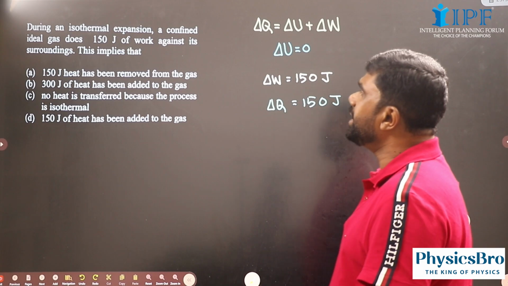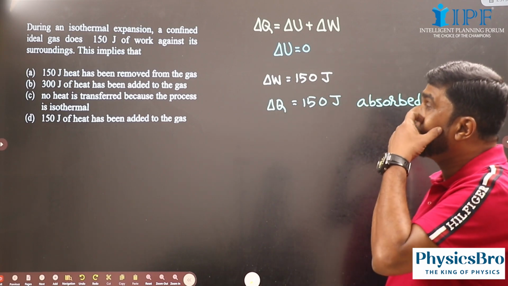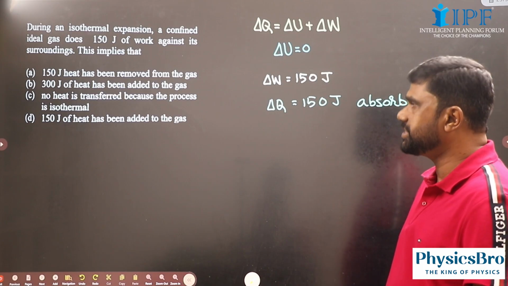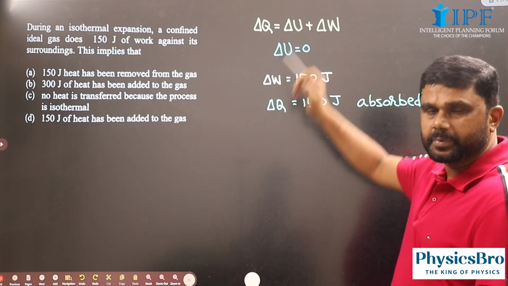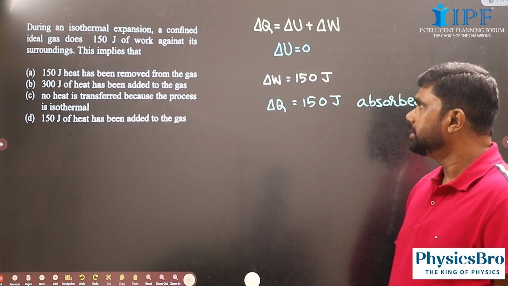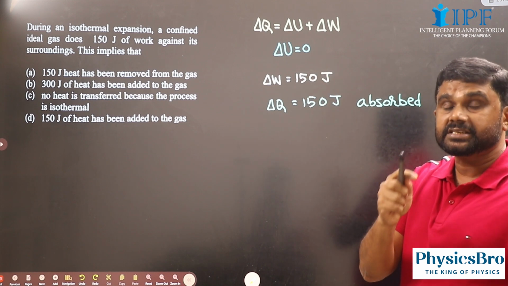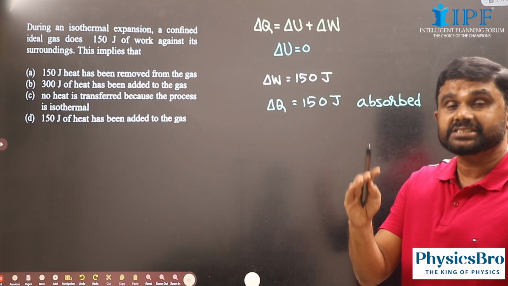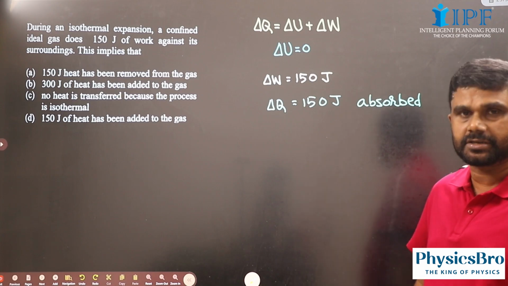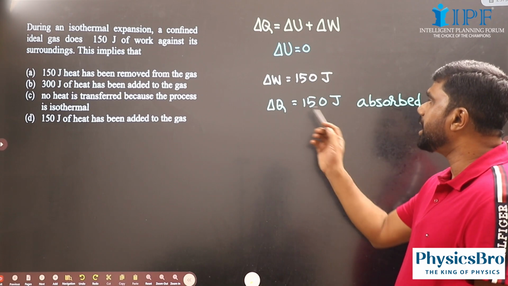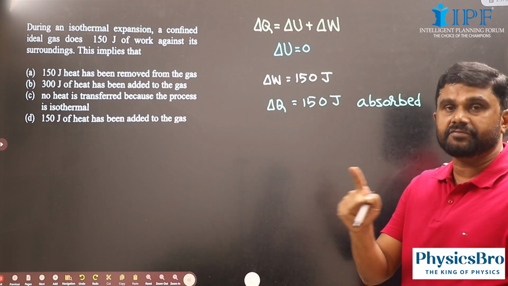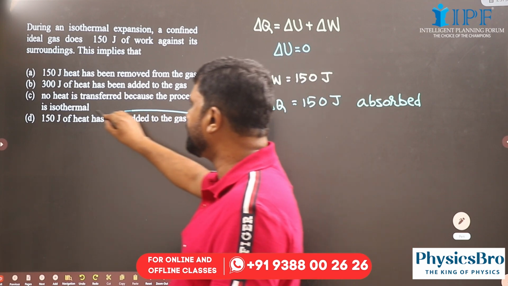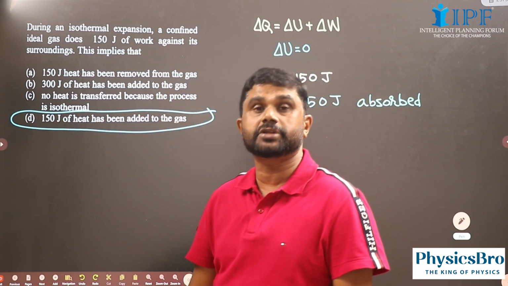Now, during an isothermal expansion, a confined ideal gas does 150 joule of work against its surroundings. This implies, see, delta Q equal to delta U plus delta W by the first law of thermodynamics. Delta U equal to 0 as the process is isothermal. No change in temperature, so internal energy, as it depends only on temperature, will be constant. So delta Q will be delta W, and it is 150 joule. Means that much heat will be absorbed, or 150 joule of heat has been added to the gas.